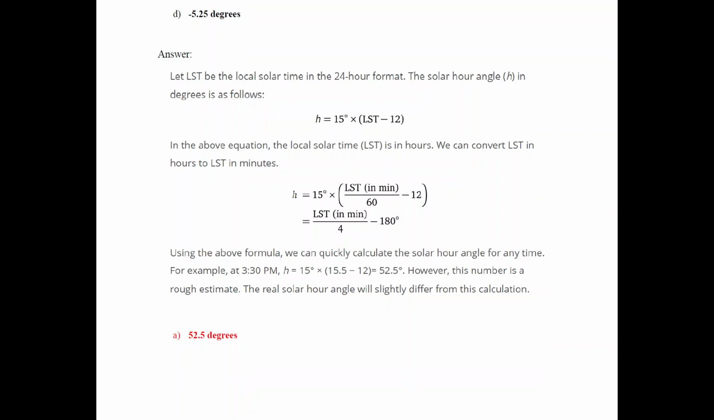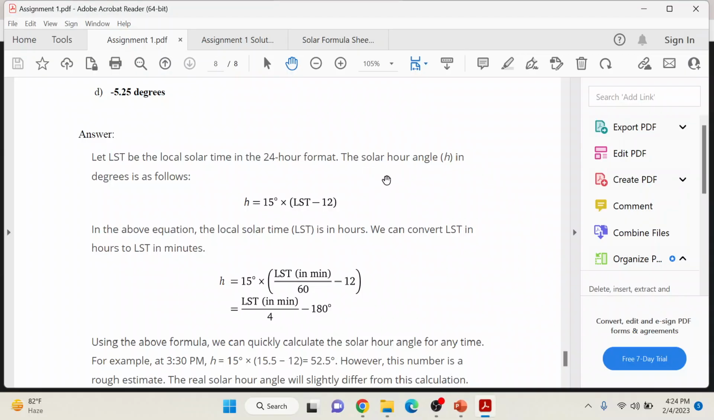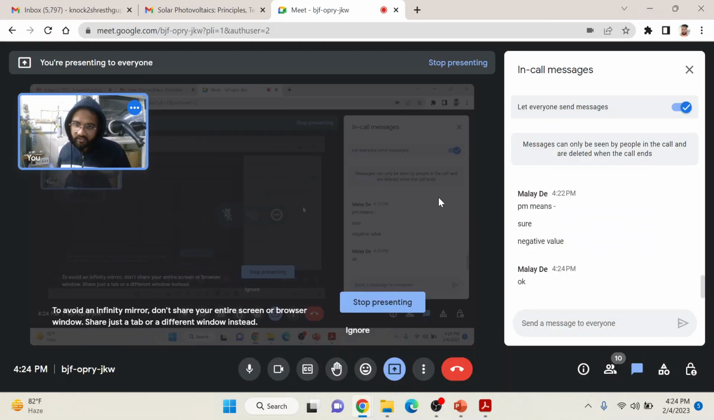It is just like the 24-hour format of a clock. What is the positive side and what is the negative side? Generally, the right side is considered the positive side, so it is plus 52.5 degrees. Is it clear, Melee? Yeah, okay.